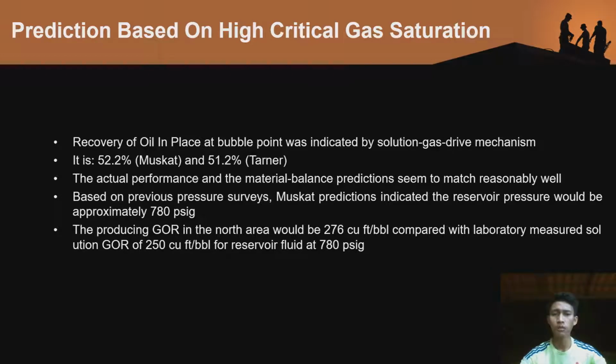The producing GOR in the north area will be 276 cubic feet per barrel, compared with the laboratory measured solution GOR of 250 cubic feet per barrel for reservoir fluid at 780 psig. In this reservoir, the gas phase remained immobile. It could not flow to the wellbore or migrate upward to develop a gas cap. This is explained in the declination of produced GOR and apparent high recovery. It is said high recovery because the gas is not liberated from the oil because of high critical gas saturation. That means it's good.